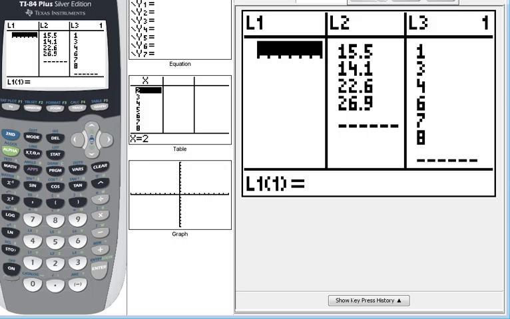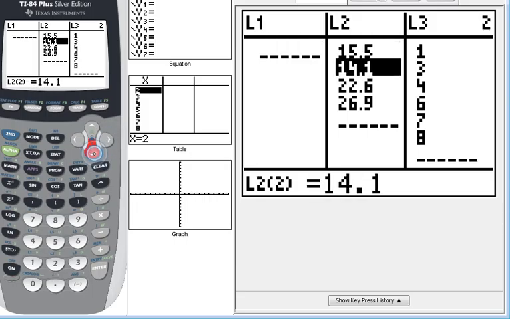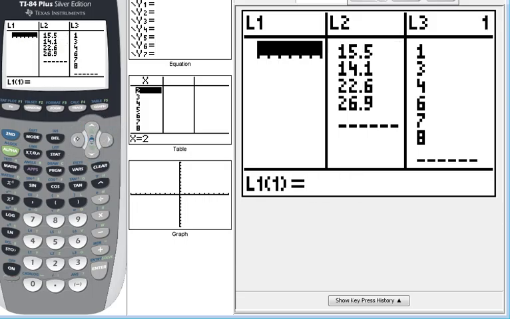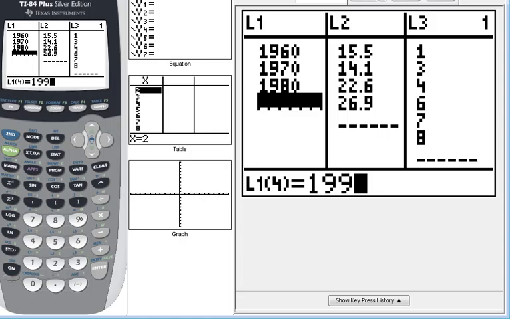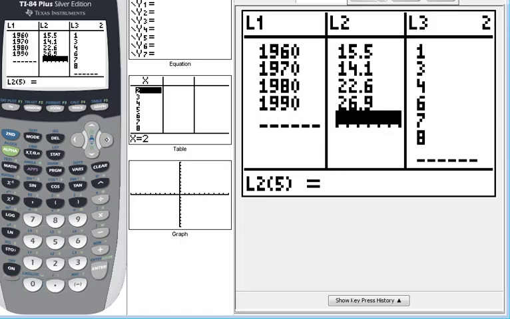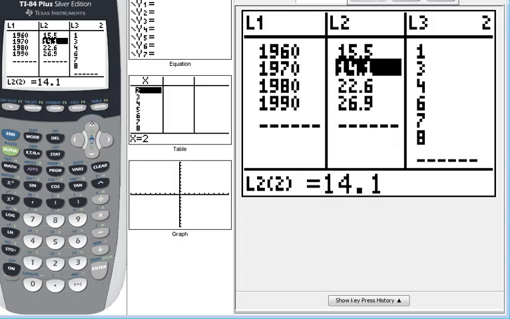So all you do is you just put your cursor, I could go up and down in all sorts of different directions, put your cursor under that dotted line and enter in the information by pressing 1960 and then enter. 1970, enter. 1980, enter. 1990, enter. And now go under list 2, that's what L2 stands for, and enter in those 4 pieces of information: 15.5, 14.1, 22.6, 26.9.